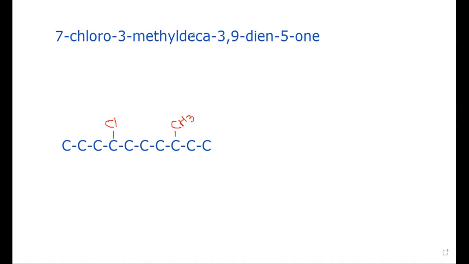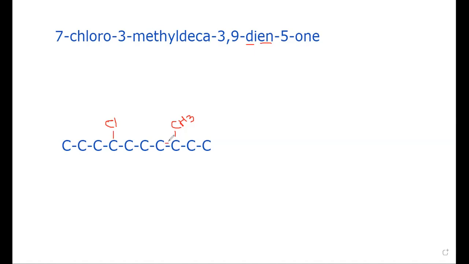All right. Now, in the carbons number 3 and carbon number 9, you have diene. What is that? Diene. Di means 2 and en means what? I don't remember. You don't remember what this is? Double bond, man. That's a double bond.